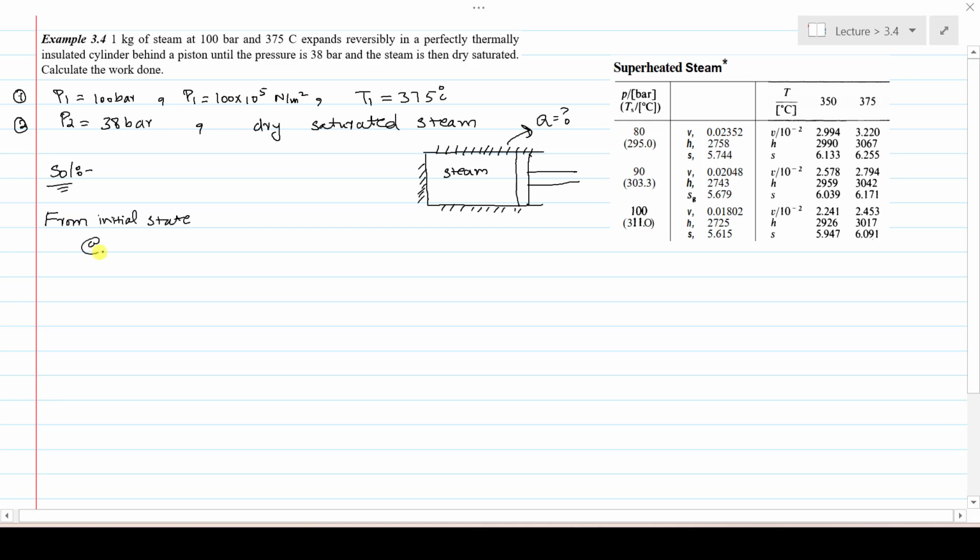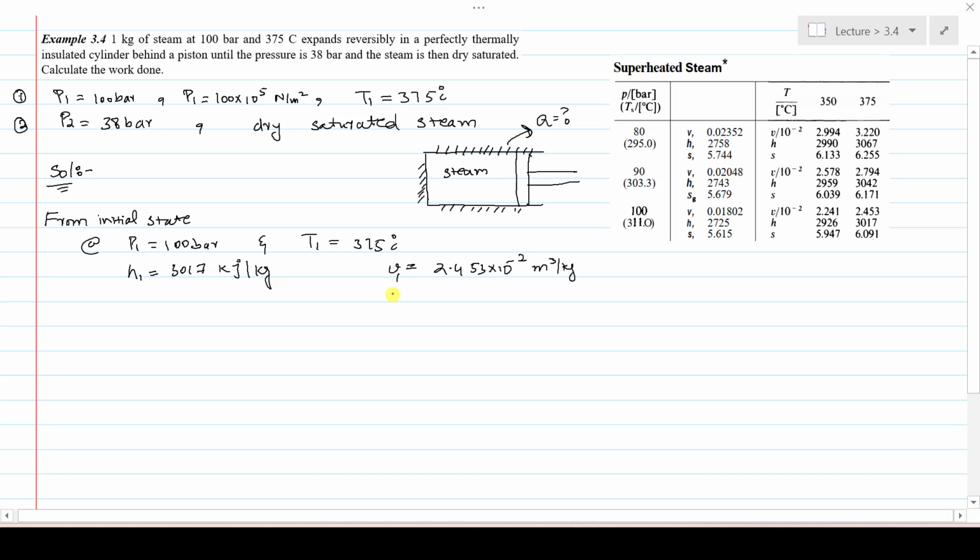From the initial state, pressure P1 is given as 100 bar and temperature T1 is 375 centigrade. Steam is in the superheated region. You can see from the superheated steam table at 100 bar and 375 centigrade, the enthalpy value is 3017 kilojoule per kg, and the specific volume value is 2.453 times 10 to the power minus 2 meter cube per kg.